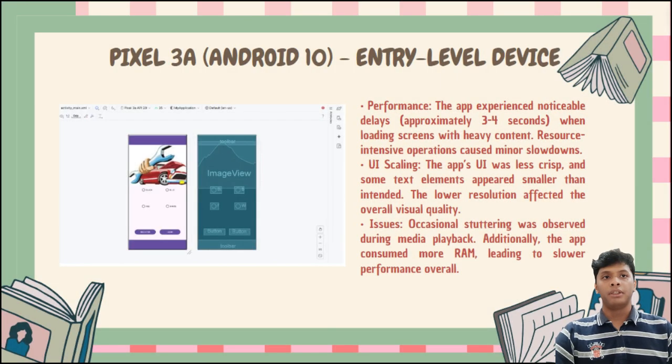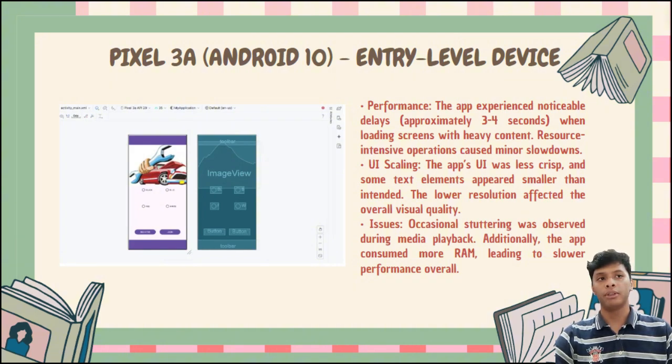Last but not least, Pixel 3a, Android 10, the entry-level device. For the performance, the app experienced noticeable delays, approximately 3 to 4 seconds, when loading screens with heavy content. Resource-intensive operations caused minor slowdowns. UI scaling: the app's UI was less crisp and some text elements appeared smaller than intended. The lower resolution affected the overall visual quality. For the issues, occasional stuttering was observed during media playback. Additionally, the app consumed more RAM, leading to slower performance overall.